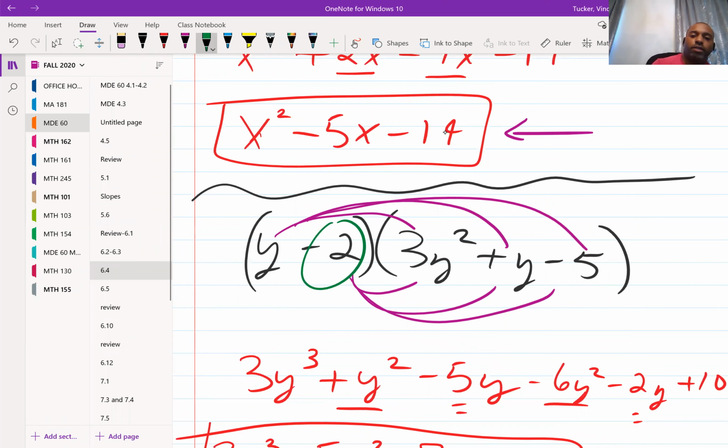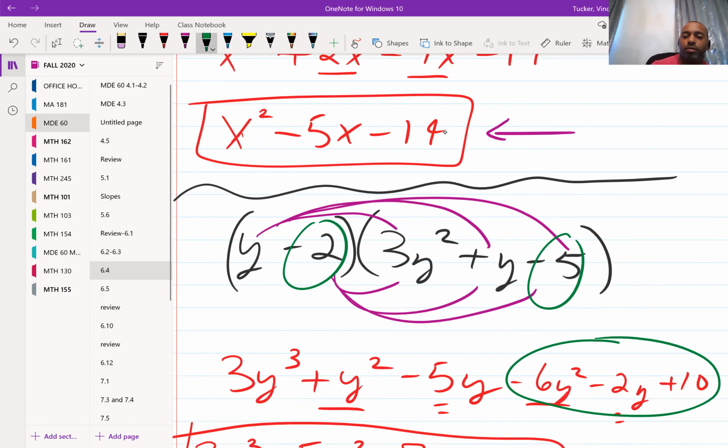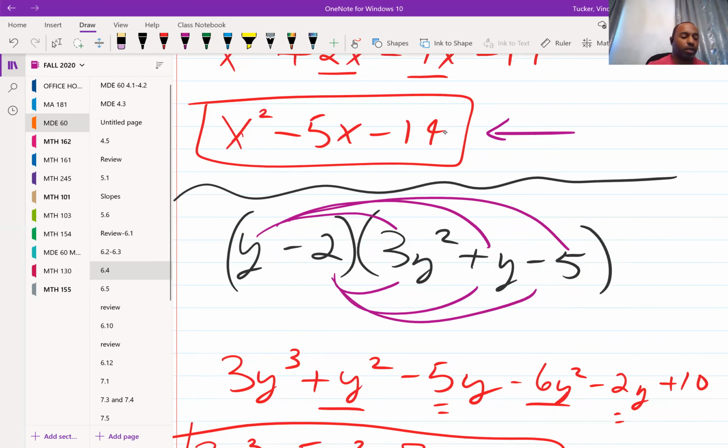Then we're looking at negative 2 times 3y squared, which is negative 6y squared. Negative 2 times y is negative 2y. Negative 2 times negative 5 is positive 10. And that's how we got these three terms. So before we go any further, make sure we're okay.